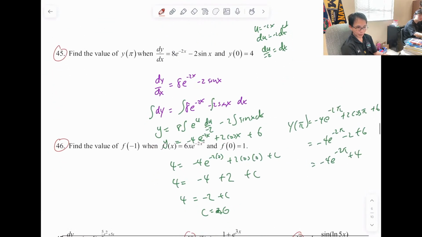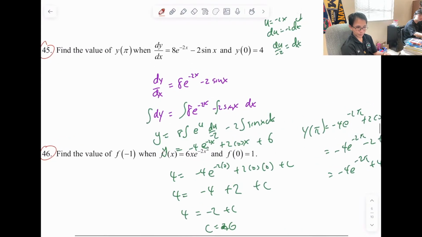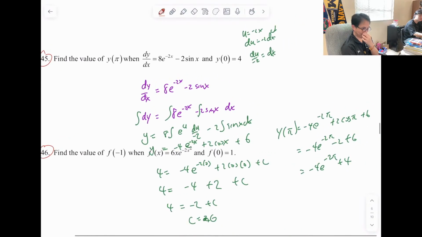Oh, 45 is good. I like 45. This is the work I have for 45. I move the dx to the other side, and I integrate both sides. I integrate e to the negative 2x. I use u substitution. And yes, people don't get used to writing down u equal to something. You have to write down u equals negative 2x. Not only that, you have to do du.